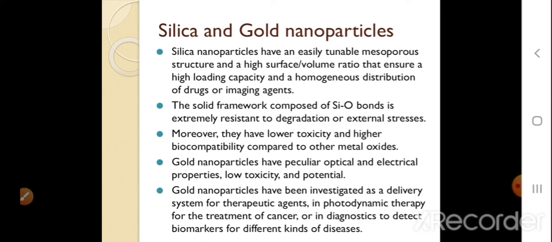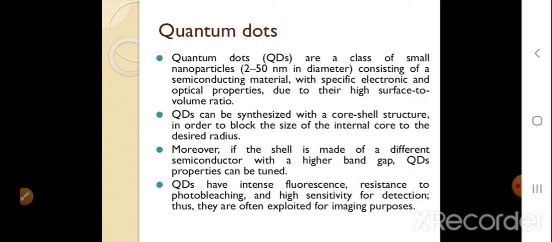Gold nanoparticles have unique optical and electrical properties with a low toxicity and a higher potential. They can be used as nanotubes, nanorobots, nanocages, right? Gold nanoparticles have been investigated as a delivery system for therapeutic agents in photodynamic therapy for the treatment of cancer, or they can be used in diagnosis to detect biomarkers of different kinds of diseases.